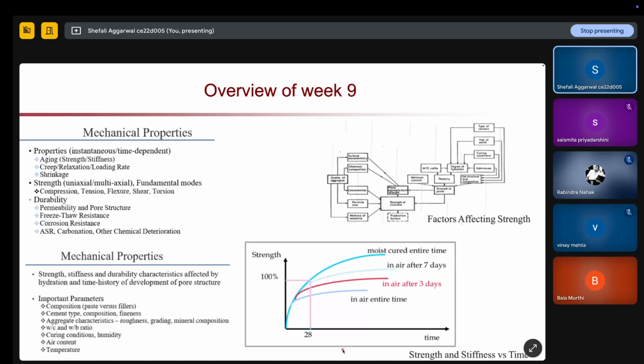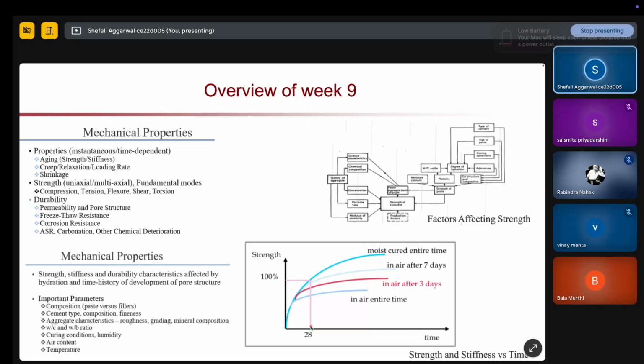Any idea? How much percentage of strength is gained at 28 days? 95. Correct. 110. Sorry. So approximately 110, madam. No, for normal concrete generally 95 to 98 percent of strength is gained by 28 days.